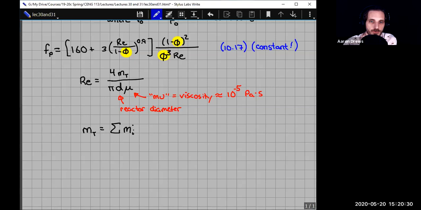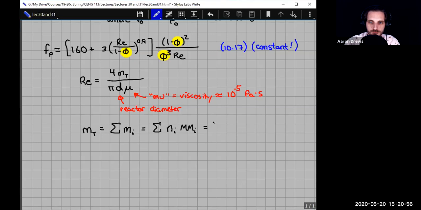An individual mass flow rate is related to a molar flow rate. If I take the molar flow rate and multiply it by the molar mass of I, that will give me a mass flow rate, right? Because you'll have a mole per second times something like a gram per mole. So I'll end up with a gram per second or something like that.